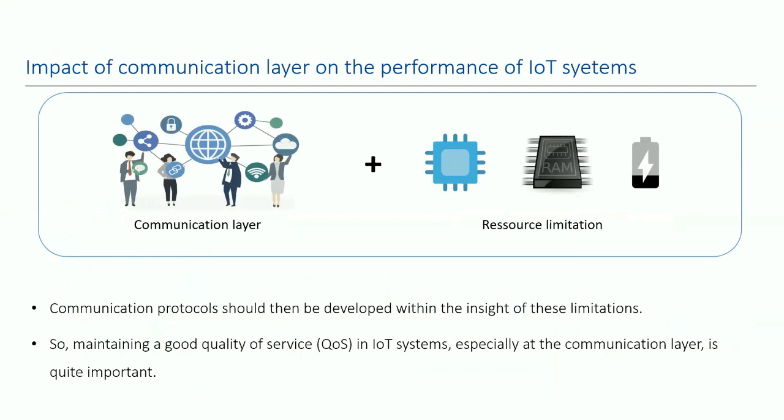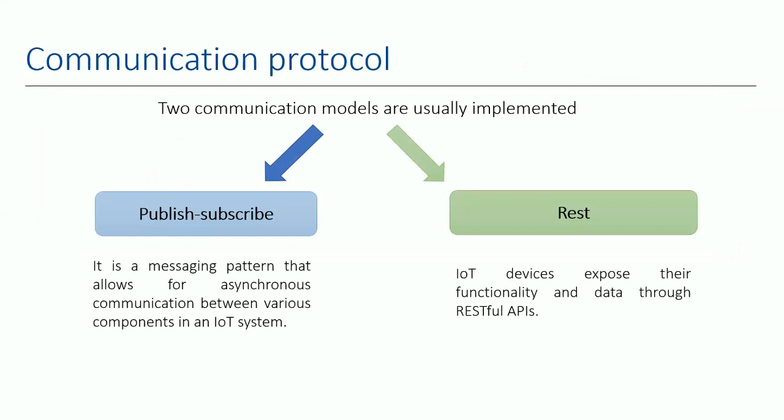In this slide, I want to talk about the impact of the communication layer on the performance of IoT systems. In addition to the resource limitations, the communication layer plays a crucial role in the performance of IoT systems, optimal functioning and user satisfaction. Two communication models are usually implemented, the publish-subscribe model and the REST model. The publish-subscribe model is a messaging pattern that allows for asynchronous communication between various components in an IoT system. In the REST pattern, IoT devices expose their functionality and data through RESTful APIs.